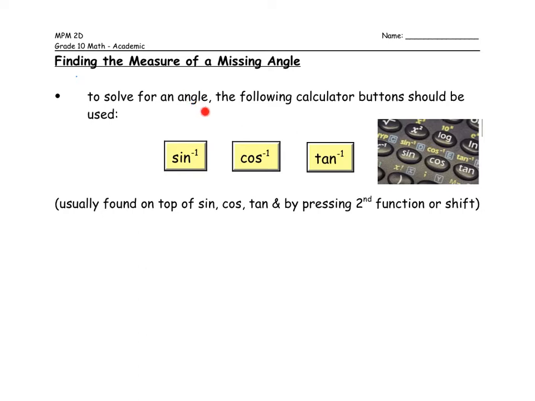So to solve for an angle, as I just mentioned, we're going to use these to the -1 buttons because we're doing the inverse of solving a side length. So we need to use the inverse button on our calculator. You will probably notice those above the regular trig buttons as sine to the -1, cos to the -1, tan to the -1, and usually you'll have to press a second function or a shift button of some sort to get to them. But make sure you can find those and that you know how to use them. We'll have some practice examples to make sure that you can.